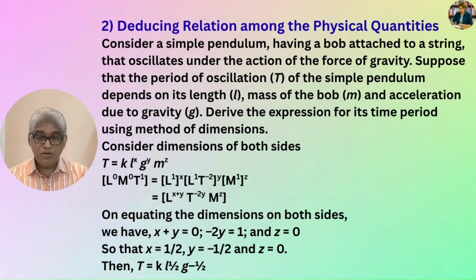So y is equal to minus half. Now put it in that first equation, so that you will get x is equal to half, y is equal to minus half, and z is equal to 0. Thus we get the expression T is equal to k into L raised to half and G raised to minus half. So you know that the formula is T is equal to 2 pi under the root L by G. Like that we can find out the expression for this formula. So this is something about dimensional analysis.